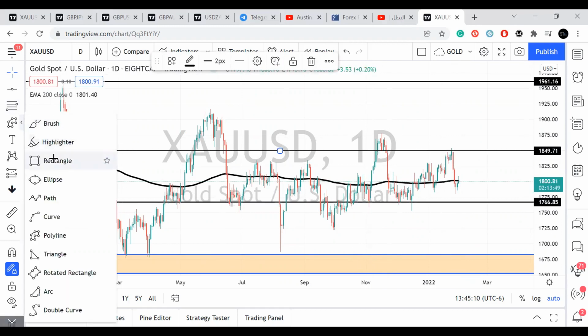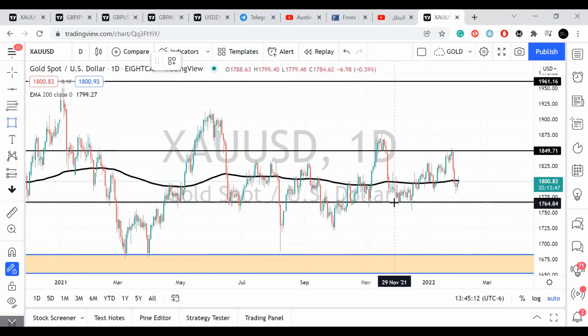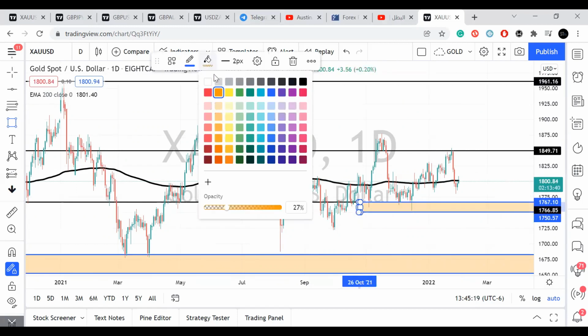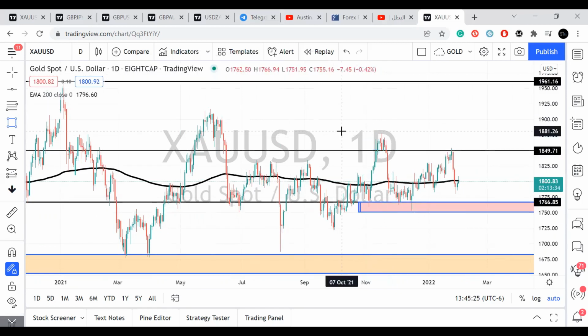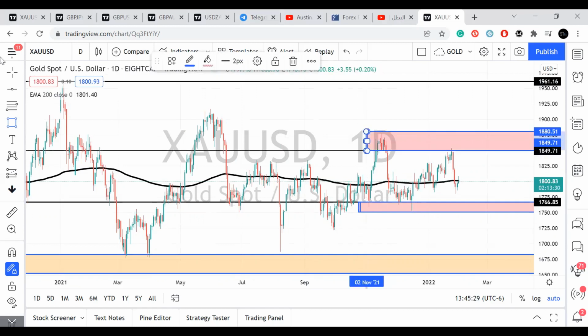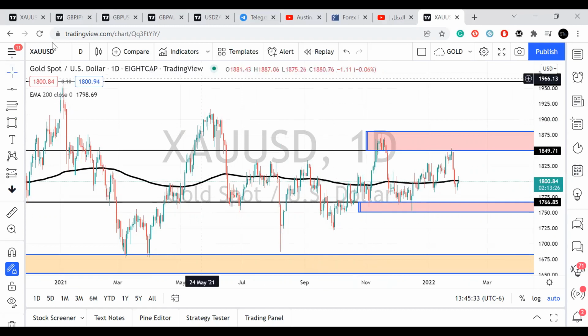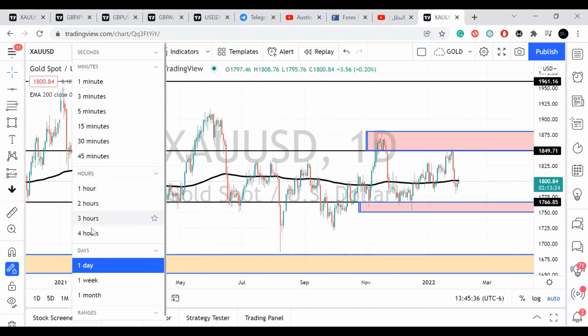Now this is going to be from here. So for the daily, I use red line. I didn't mark this thing well. So this is now our daily high. So I'll come down to the H4 time frame.